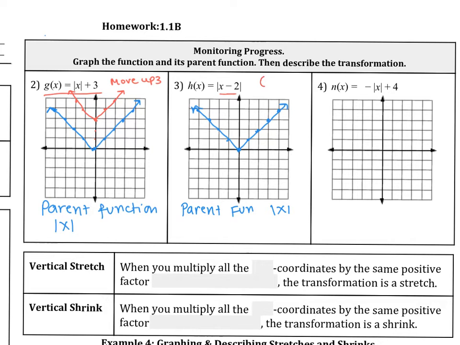So if it is x minus h, then move right, and if it is x plus h, then move to the left. So in this case, x minus 2, you're going to move 2 units right, because this goes opposite. If it's x plus h, we move to the left h units. If it is negative, then we are going to move h units right.